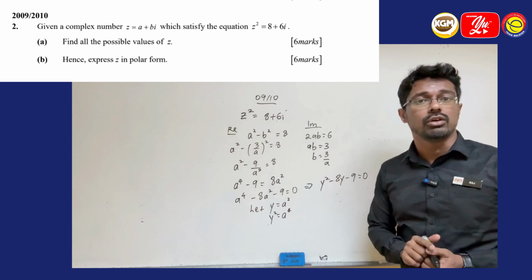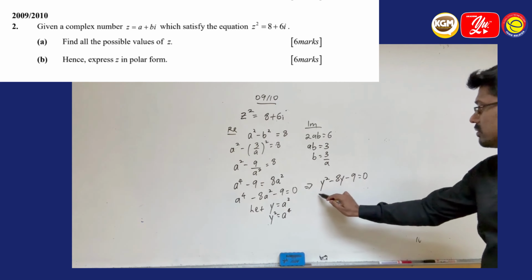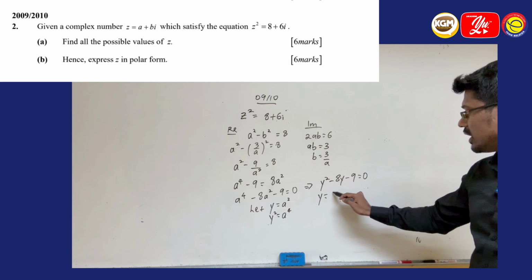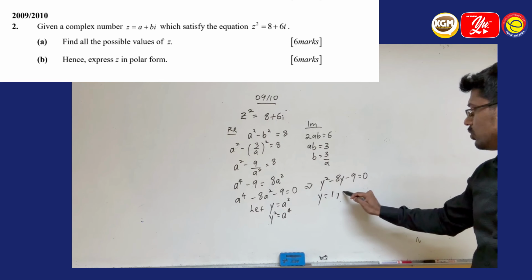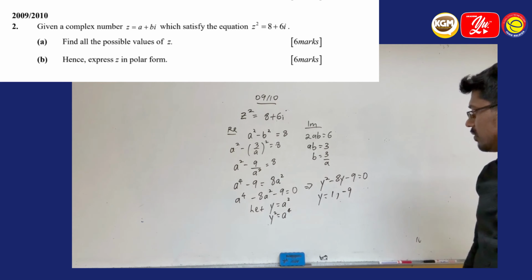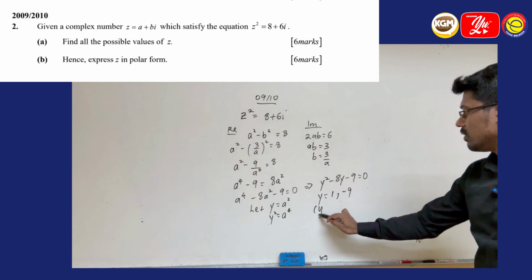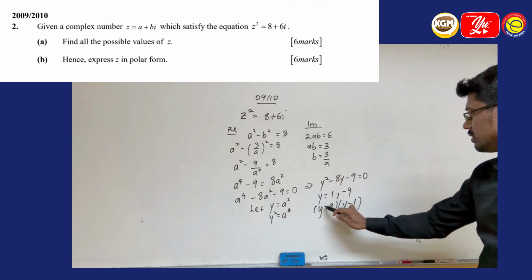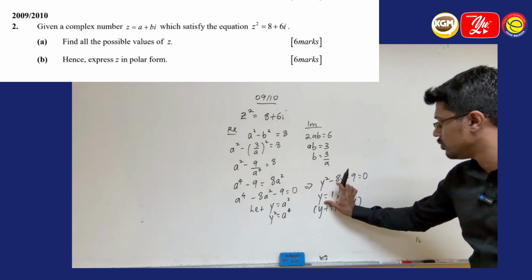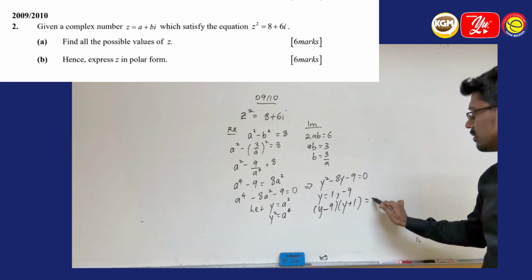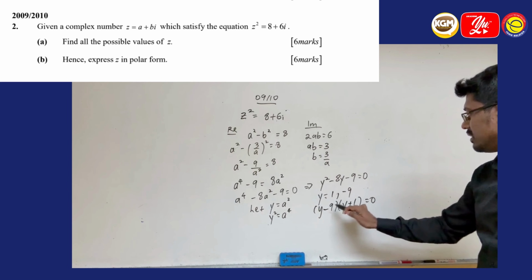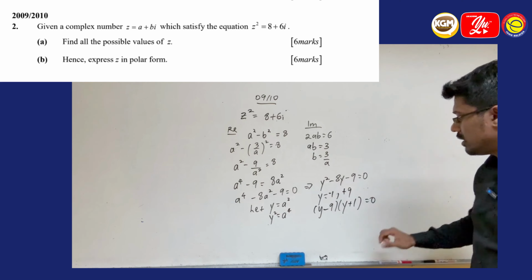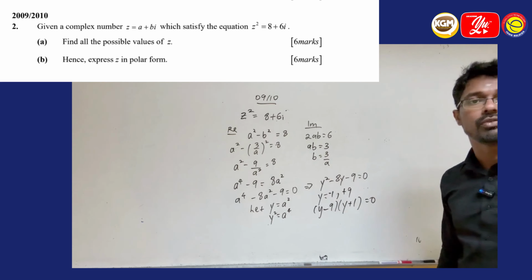Quickly press your calculator, your EQN and things. This is going to be y equals, if I'm not mistaken, 1 and also negative 9. Hope I get that correctly. Let me just quickly check. With factorization, y square plus and minus, it should be positive 9 and minus 1, so (y plus 9)(y minus 1). This is from my factorization. So y equals 9 or y equals negative 1.